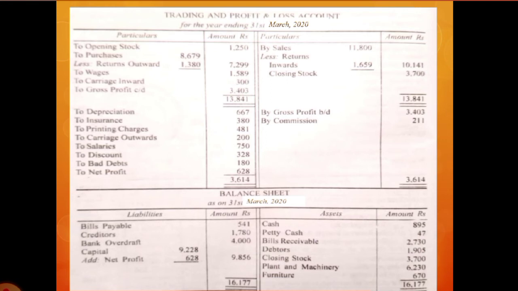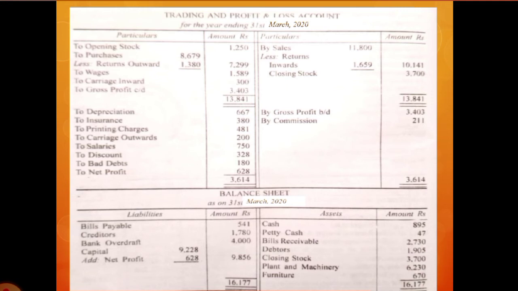So now this is the solution. This is the trading profit and loss account and balance sheet prepared on the basis of the information given. So as we have discussed, we already know which items will go to the trading account, which will go to the profit and loss account, and which will go to the balance sheet. So trading account has two sides. Left hand side is the debit side, and right hand side is the credit side. On the debit side, we record the opening stock and all the direct expenses. Credit side, we record the sales and the closing stock.